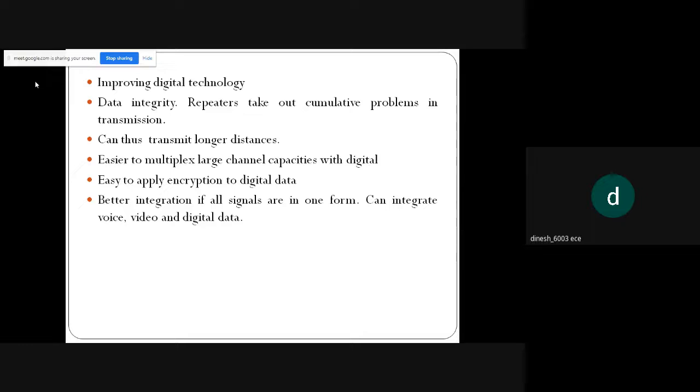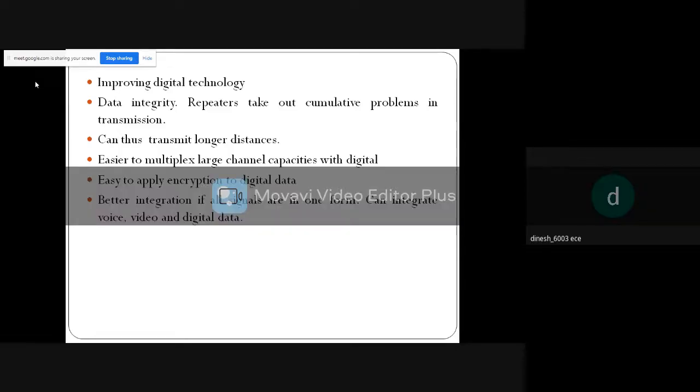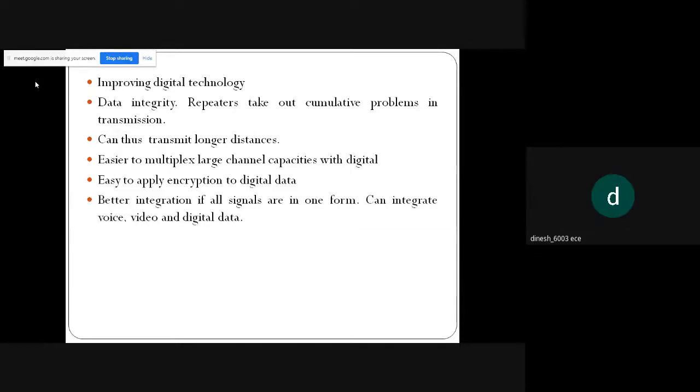It is also easier to multiplex large channel capacities with digital. It is easier to apply encryption to digital data rather than to analog data. There will be better integration if all the signals are in a single form. Therefore, they can integrate voice, video, and digital data.